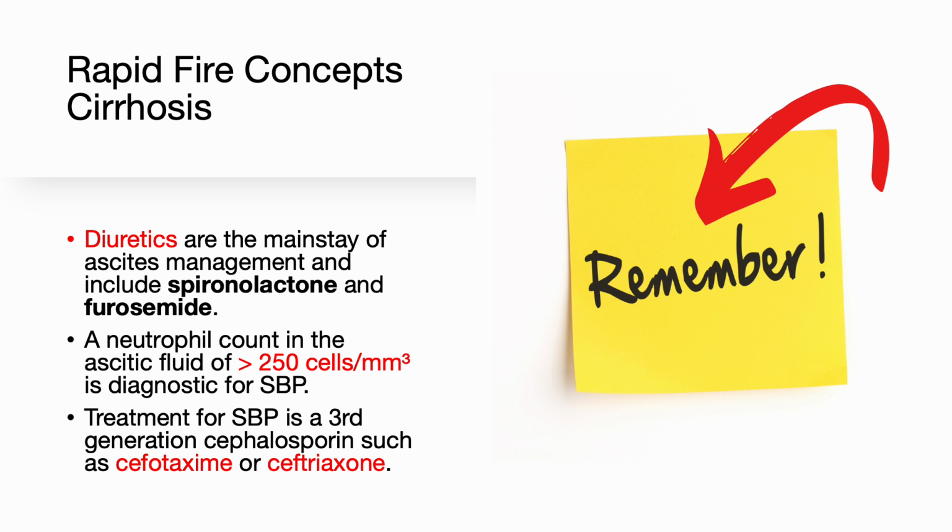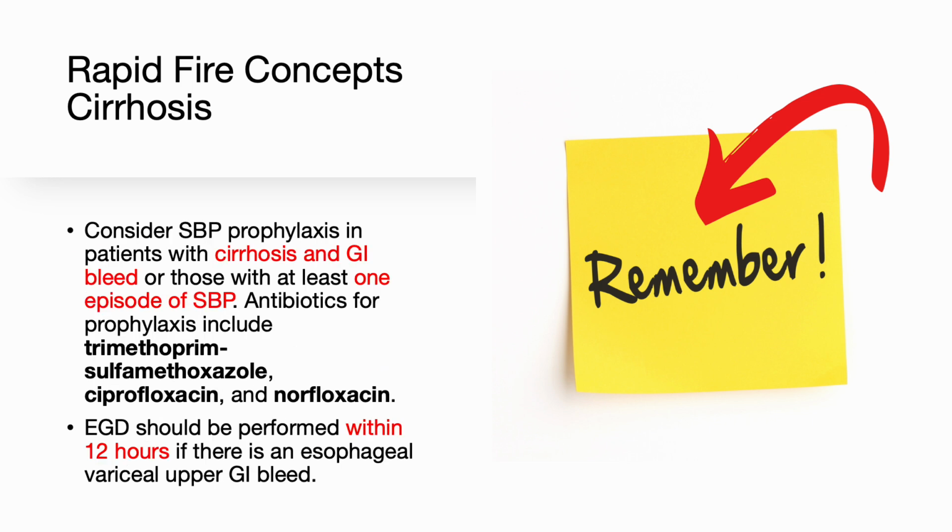A neutrophil count in the ascitic fluid of more than 250 is diagnostic for SBP. Treatment for SBP is third generation cephalosporins like ceftriaxone. Consider SBP prophylaxis in patients with cirrhosis and GI bleed, or those with at least one episode of SBP. Antibiotic prophylaxis includes trimethoprim-sulfamethoxazole, which is Bactrim, ciprofloxacin, and norfloxacin.